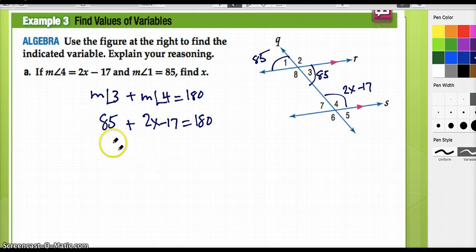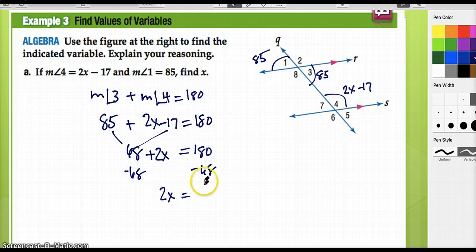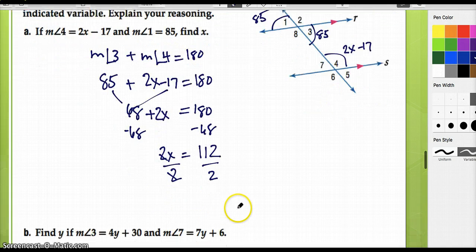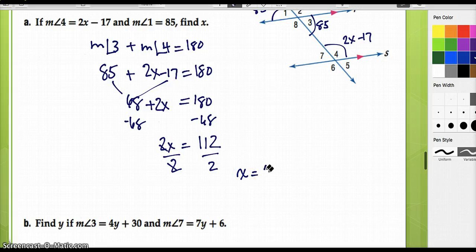So when I simplify this, 85 plus minus 17 is going to end up giving me 68 plus 2x on this side, right? So I'm joining some like terms together, some old algebra skills coming into play, and I'm going to subtract 68 from both sides. When I do that, I get that 2x is equal to 112. I think that's good. You'll let me know if it's wrong. And then I'm going to divide both sides by 2. And when I do that, I get that x is equal to 56.